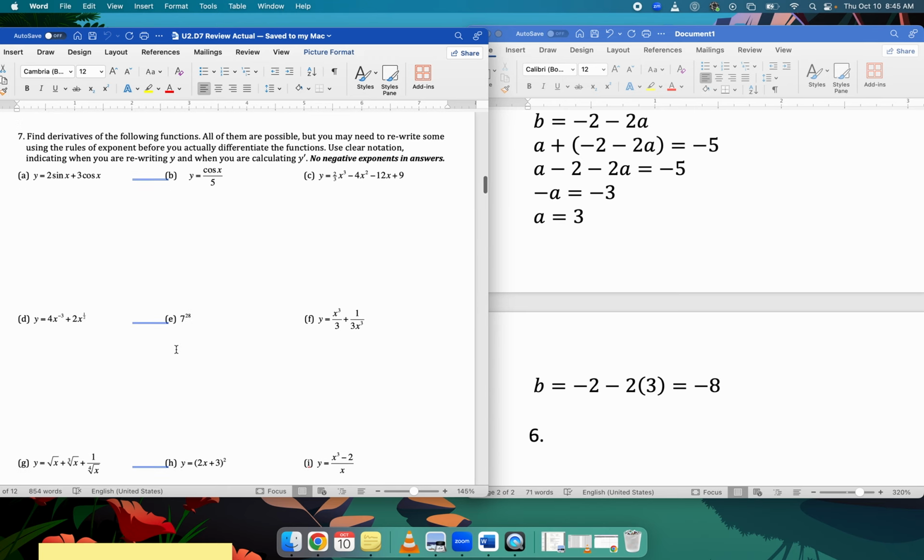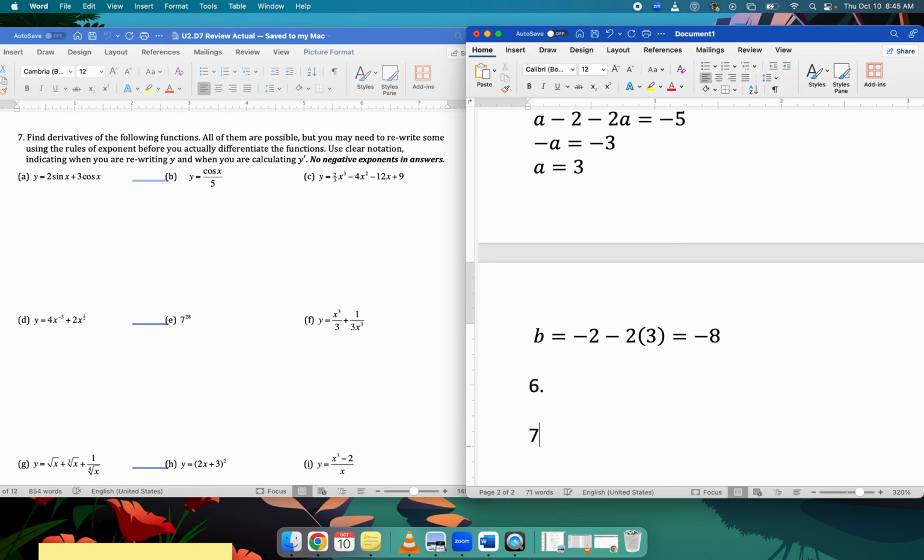Around to number 7. Number 7, we are taking derivatives. So 7a.